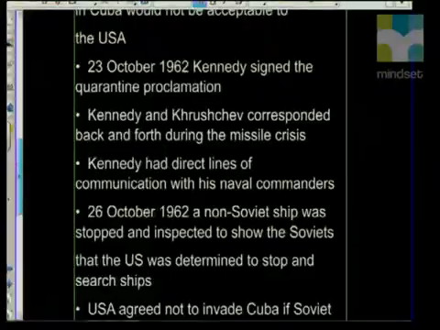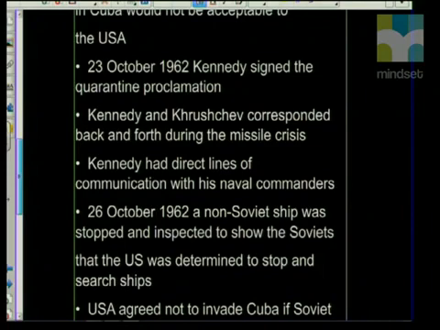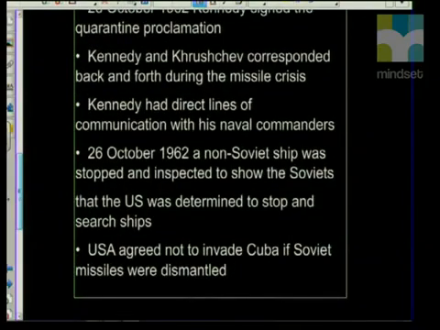a nuclear war. So another thing that you know from your own knowledge is that Kennedy and Khrushchev corresponded back and forth. In other words, they were having a discussion about what was going on because they did not want to go to war against each other. And then they also had direct lines of communication. And as a result of that, on the 26th of October 1962, a non-Soviet ship was stopped and inspected to show the Soviets that the U.S. was determined to stop and search ships. Okay, that is also found in the source.